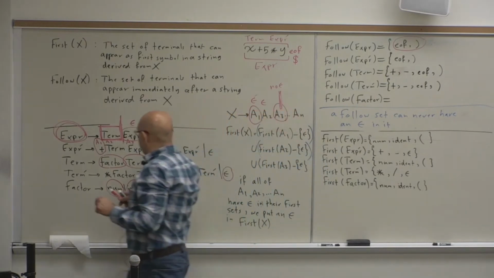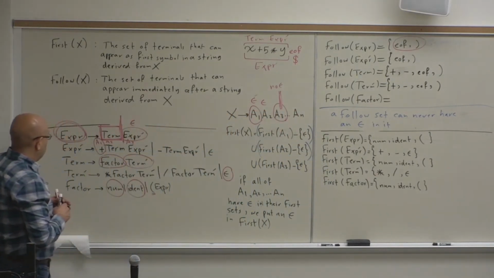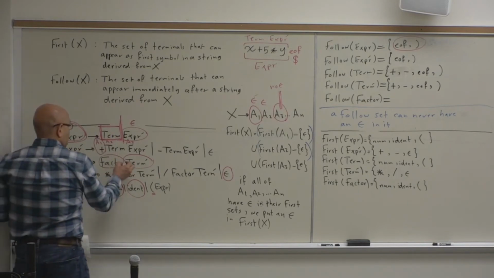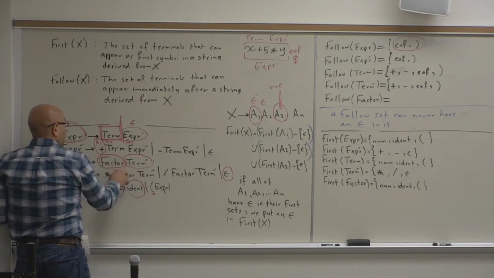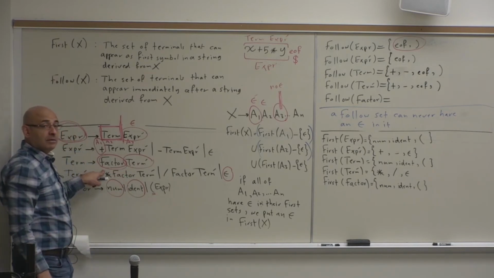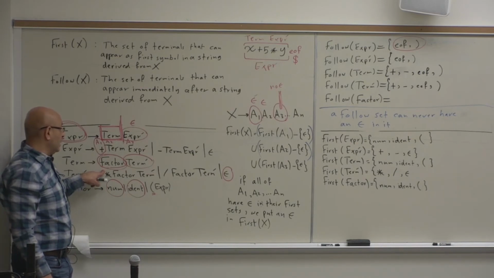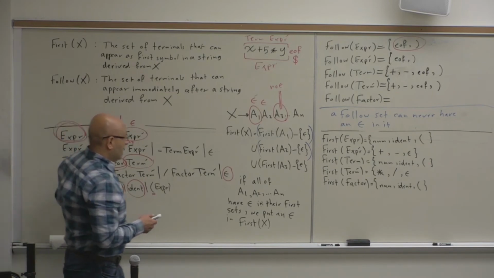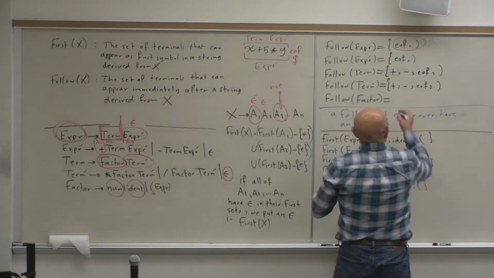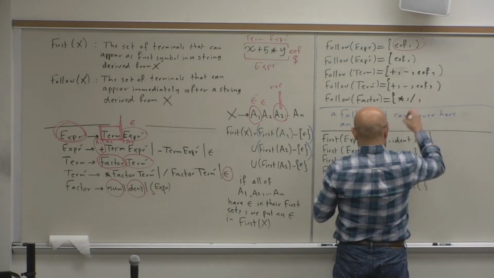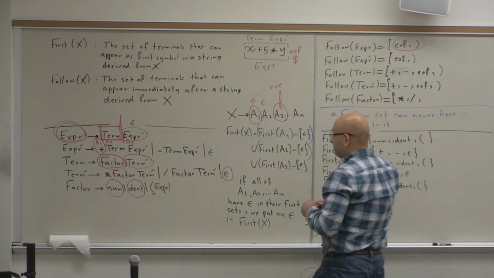Now, what about the follow set of factor? I search for factor on the right hand side. I find this. This is followed by term prime. So now what should I put in the follow set of factor? First of term prime. Yeah, exactly. First of term prime, excluding the epsilon. So that's multiply, divide, without the epsilon.